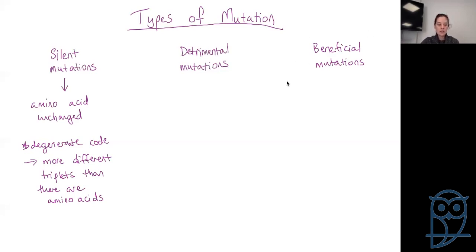Detrimental mutations are where things get a little bit more interesting. Here we end up with a dysfunctional protein. So in this case, you get the wrong amino acid.